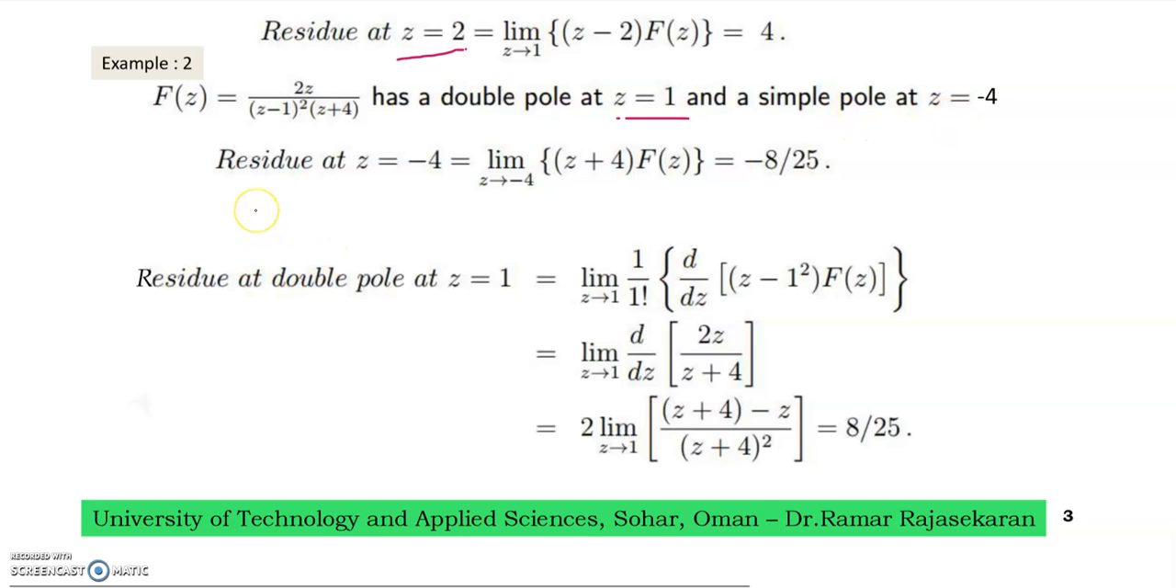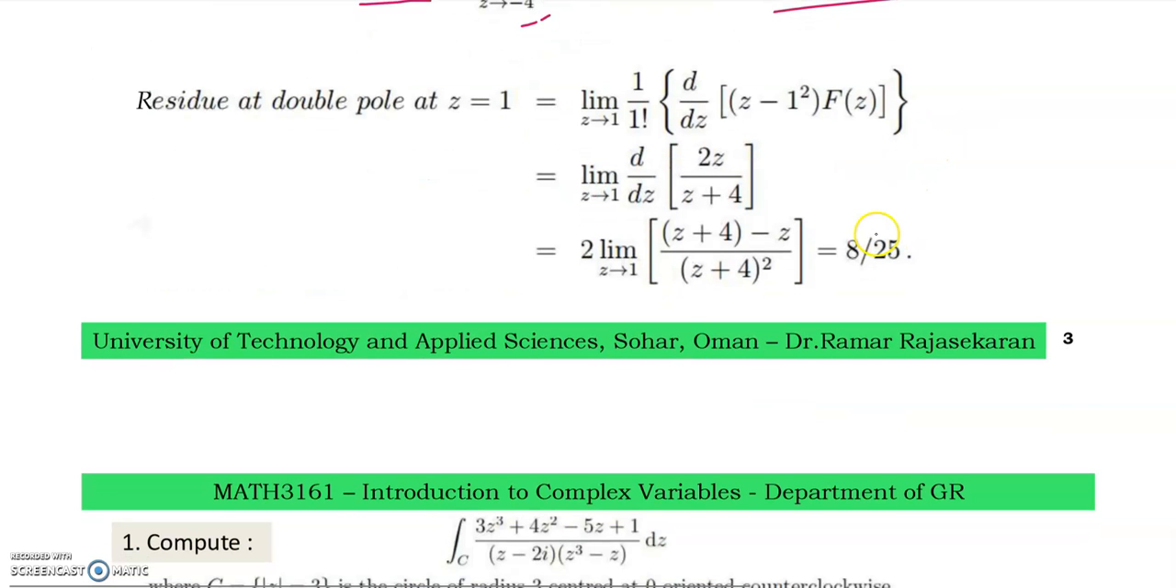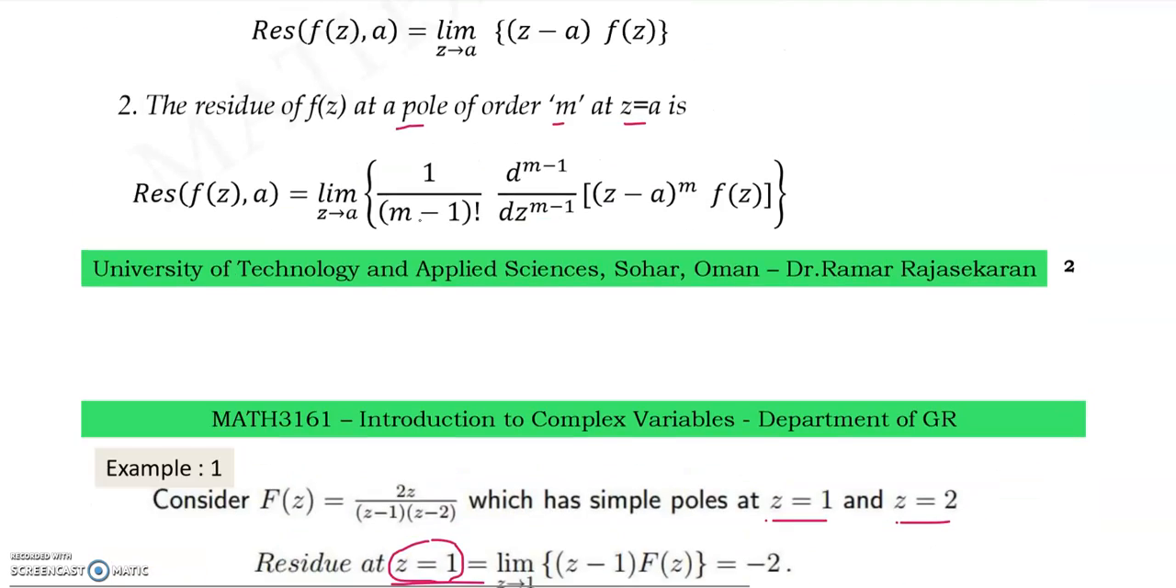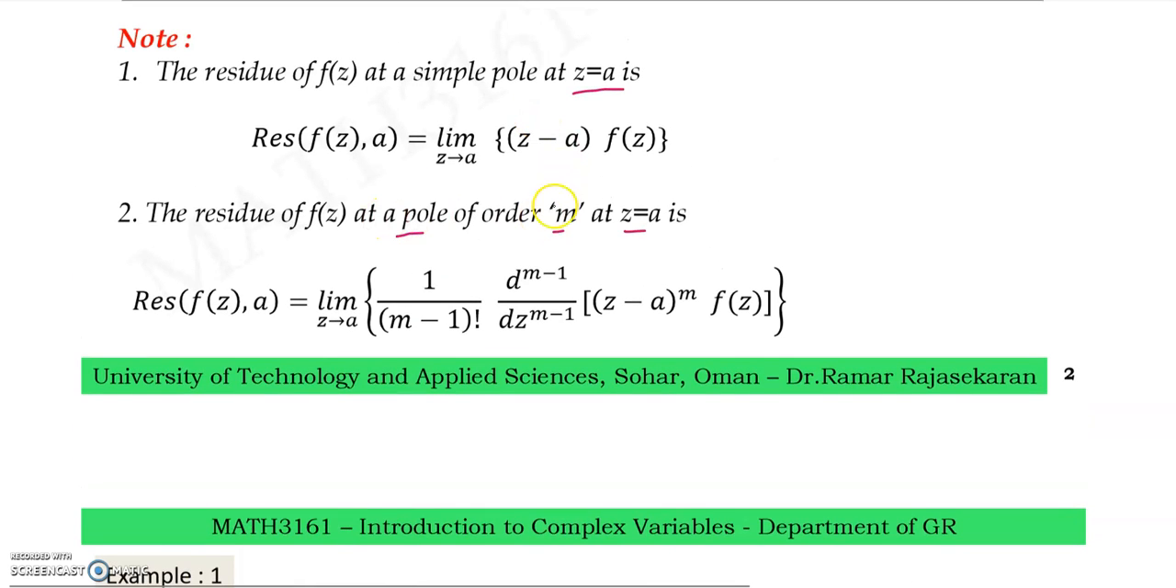So now what is the rule to find the residue value at z equal to minus 4? You see, limit z tends to minus 4, because minus 4 is a simple pole. So you write z plus 4, multiply the function, then you simplify z plus 4, then you substitute z equal to minus 4 here. So you will get this value. Similarly, here you find the residue at the double pole at z equal to 1.